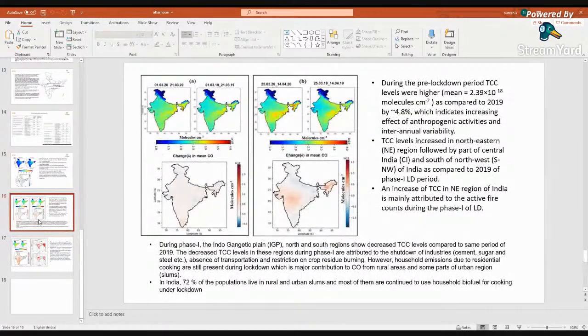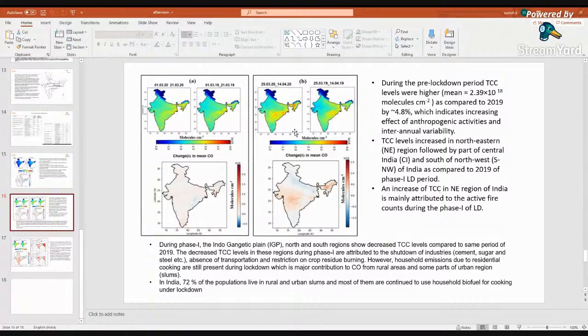And next, coming to carbon monoxide. This also uses satellite data; we have done the analysis for the pre-lockdown period, phase 1 of lockdown, and phase 2 of lockdown. This also uses the Tropospheric Monitoring Instrument on board the European Space Agency satellite, where we have obtained the tropospheric carbon monoxide data. And the increase of this TCC is nothing but the total carbon monoxide.